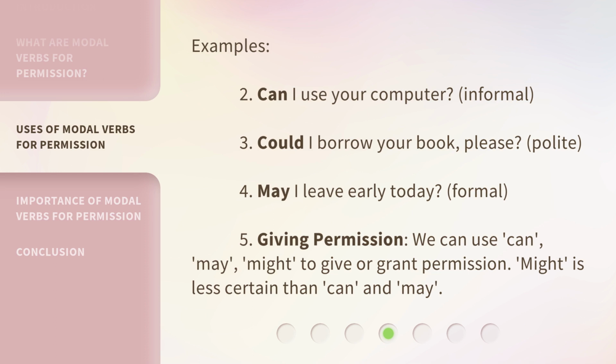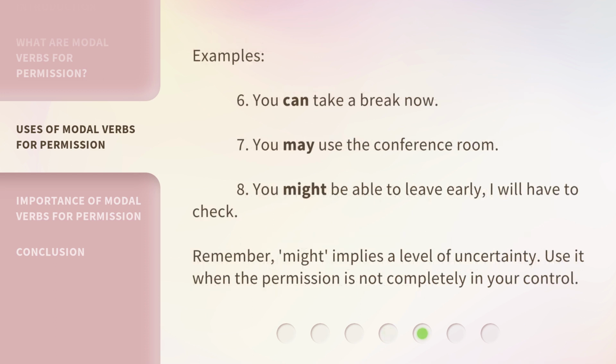2. Giving permission. We can use can, may, might to give or grant permission. Might is less certain than can and may. Examples. You can take a break now. You may use the conference room. You might be able to leave early. I will have to check. Remember, might implies a level of uncertainty. Use it when the permission is not completely in your control.